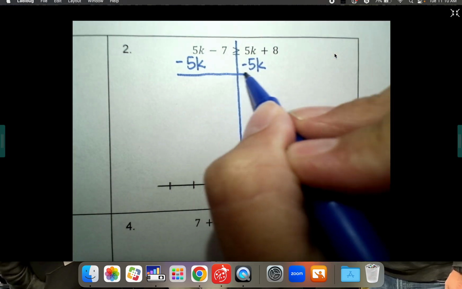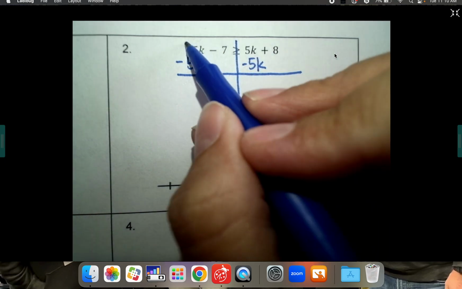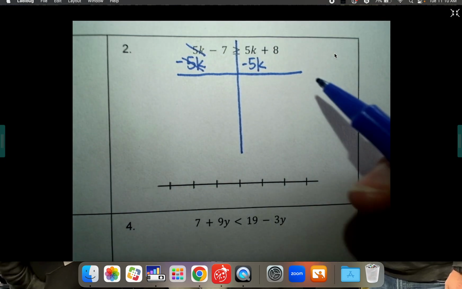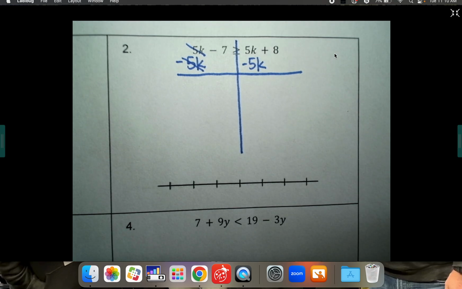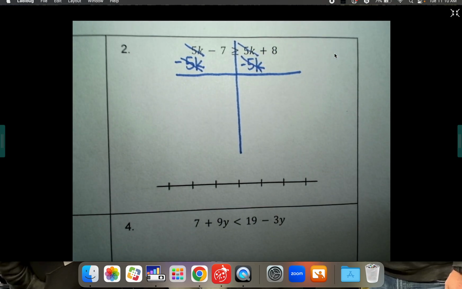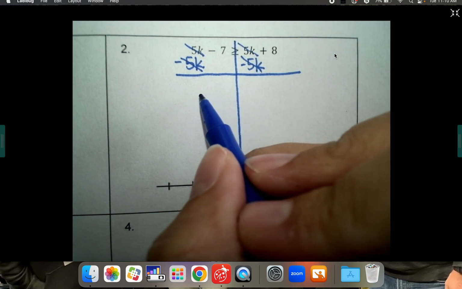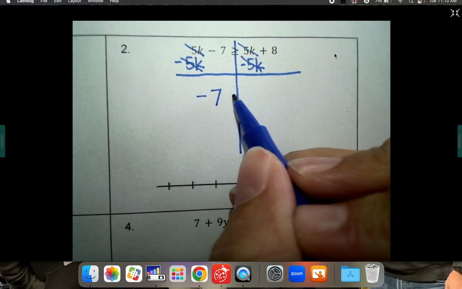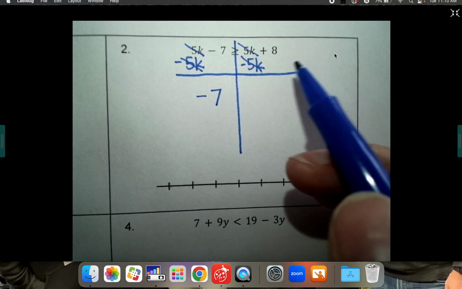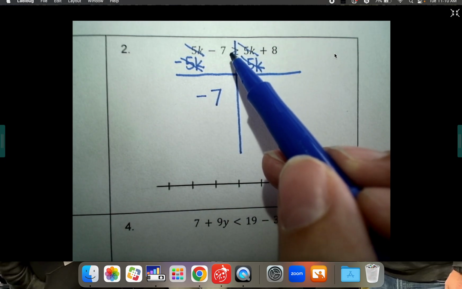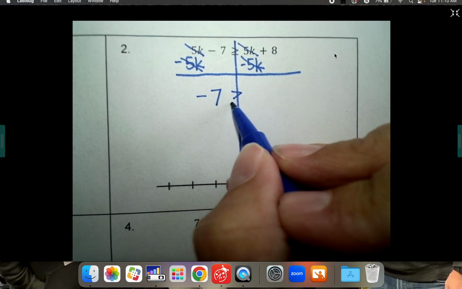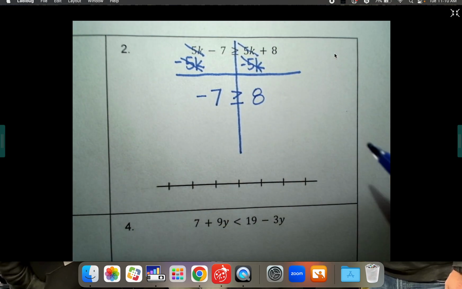So let's see what happens here. 5k minus 5k is 0. They cancel out. But 5k minus 5k is also 0 over here and also cancels out. So let's take a look and bring down what we have left. We have a negative 7, and it's not equals. That's our previous lesson. This symbol is greater than or equal to. And then we have an 8 over here.